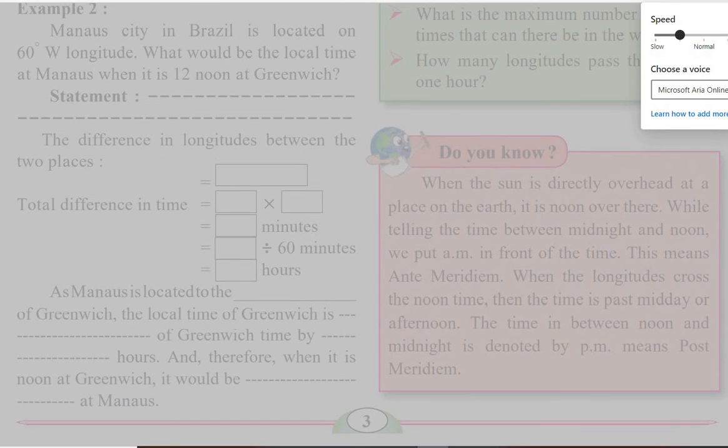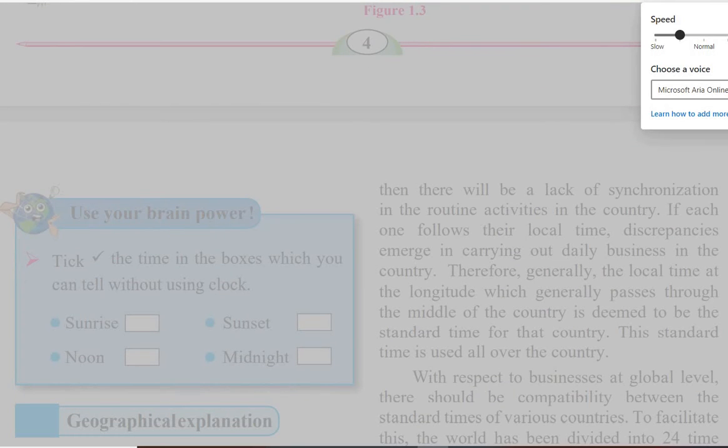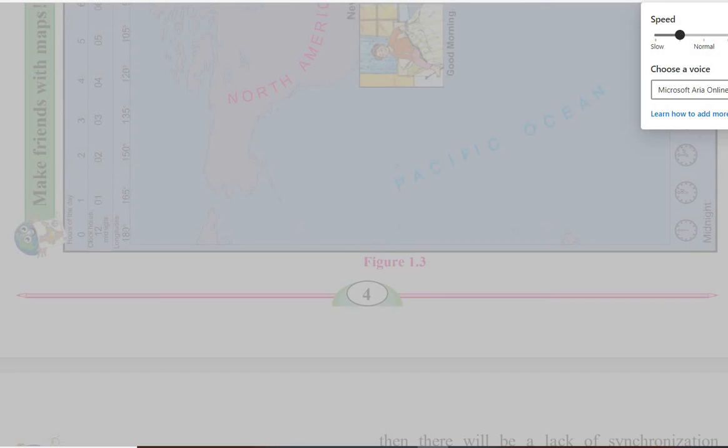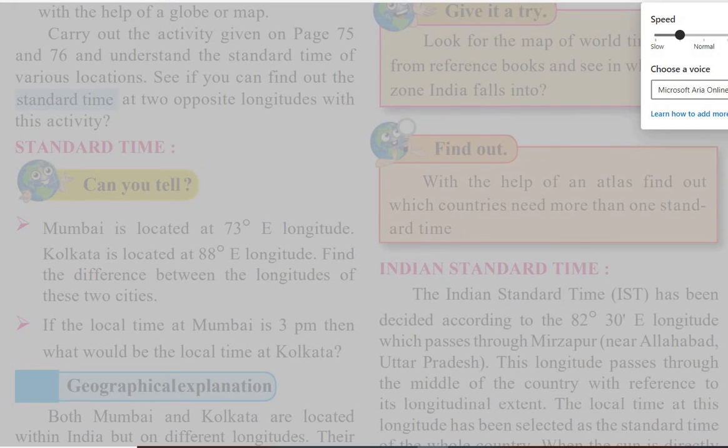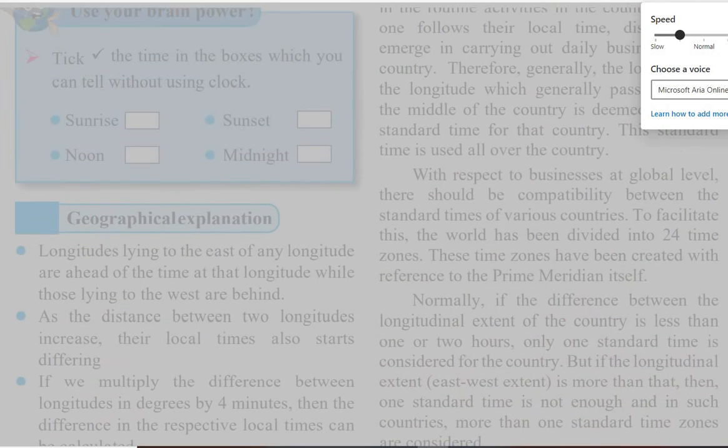What is the maximum number of local times that there can be in the world? How many longitudes pass the sun in 1 hour? Figure 1.3. Make friends with maps. 5. Give it a try.